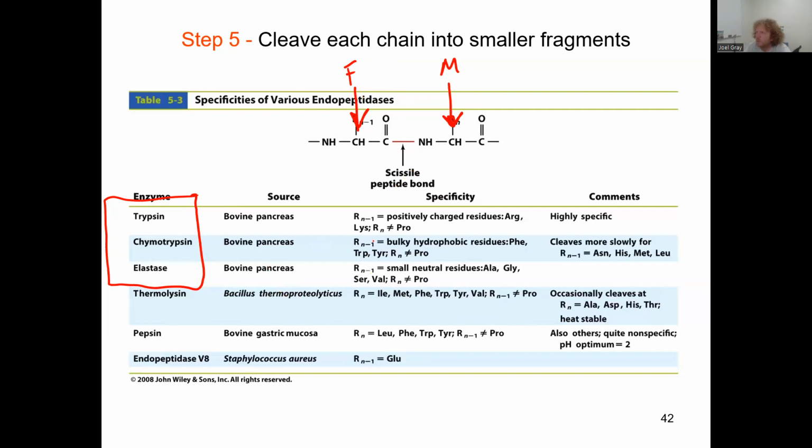Chymotrypsin, on the other hand, is looking for this position, n minus 1, to be a phenylalanine, a tryptophan, or a tyrosine. As long as chymotrypsin finds that, and then in the R sub n position there is not a proline, chymotrypsin is going to cut that.